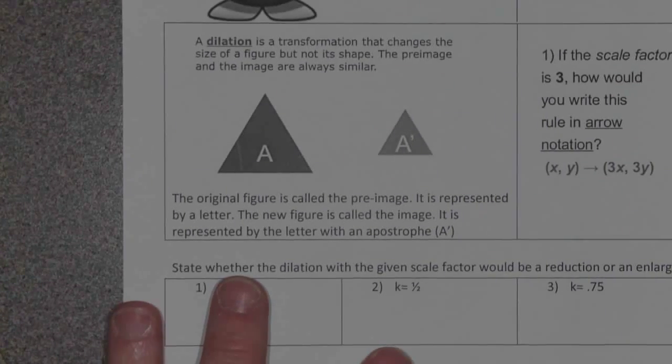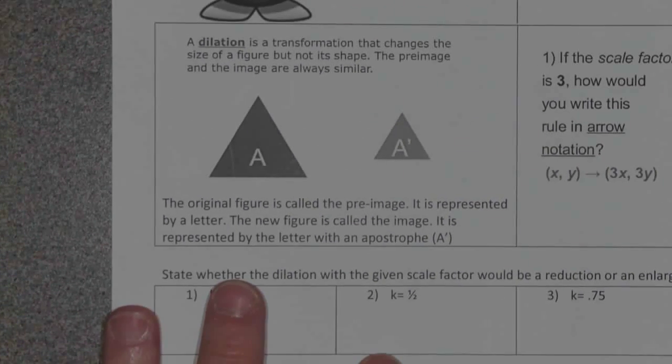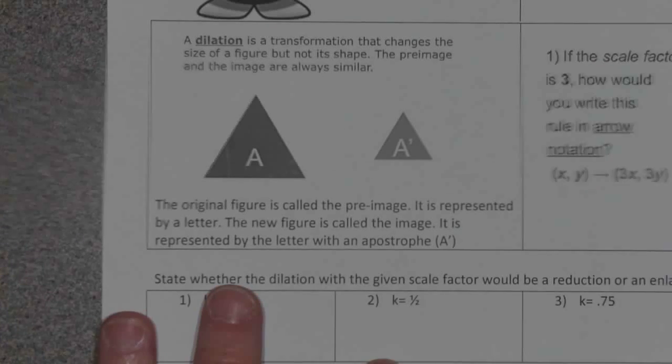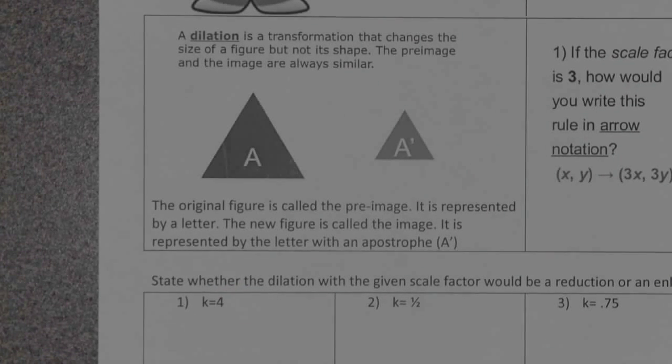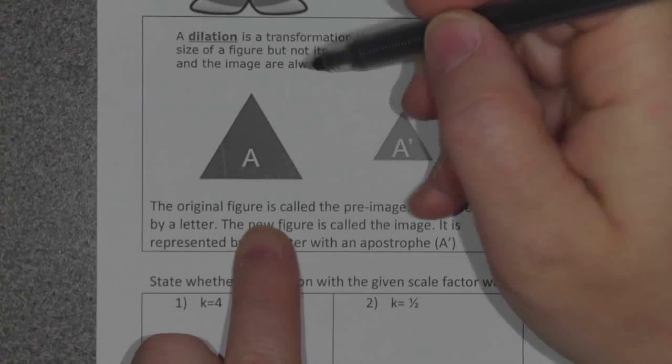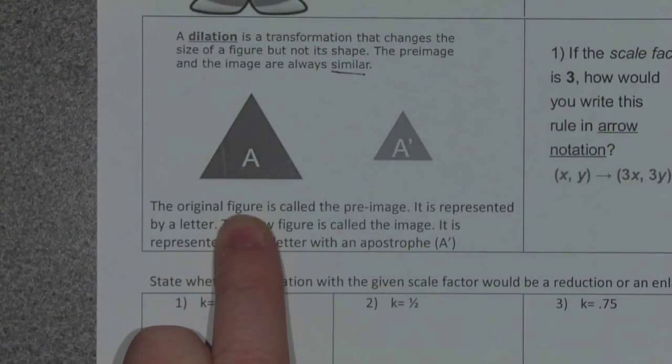So a dilation is a transformation that changes the size of a figure, but not its shape. The pre-image and the image are always similar. So do you remember yesterday we talked about similar shapes? We said they had to have the same angle, and they had to have a scale factor that got from one side to the side in the new triangle. So these are always going to be similar shapes, which means they have the same angle measure.